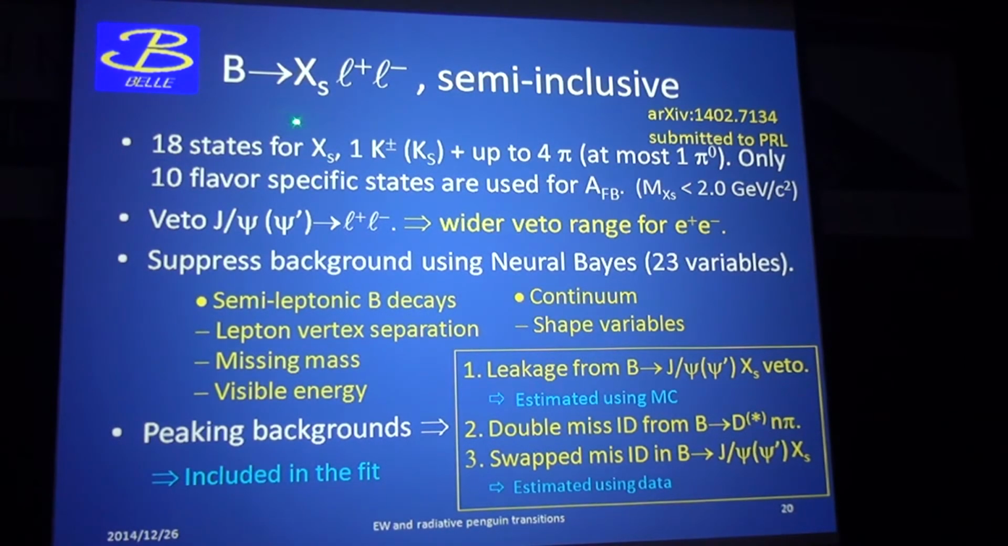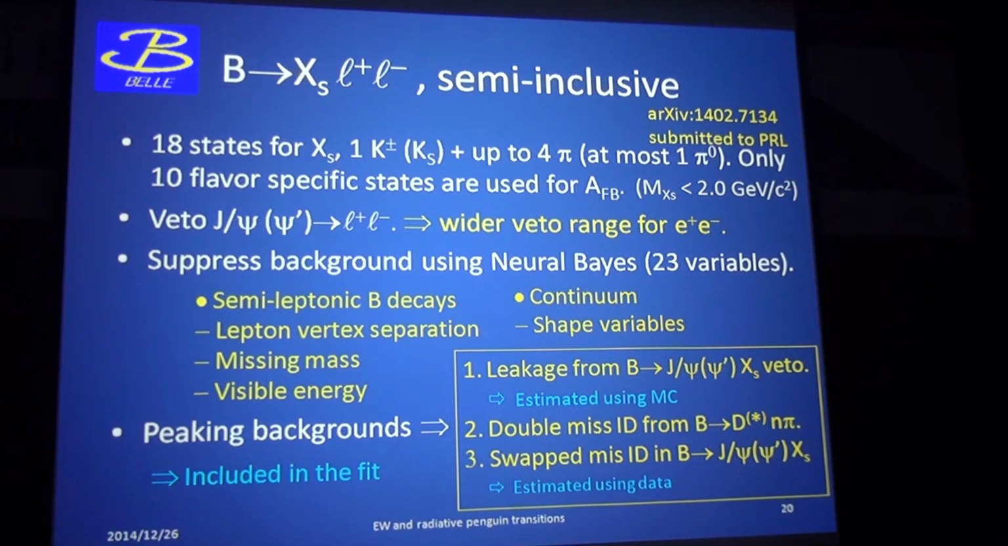Okay, then similar to the first result I just presented, we use a semi-inclusive approach, trying to reconstruct the XS. In this case, there are 18 states of XS that are fully reconstructed. Since we don't want J/psi to LL contamination in our sample, we veto dilepton pairs whose mass is in the J/psi and psi prime region.